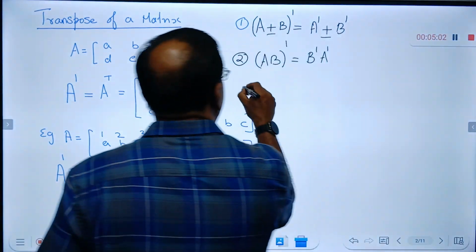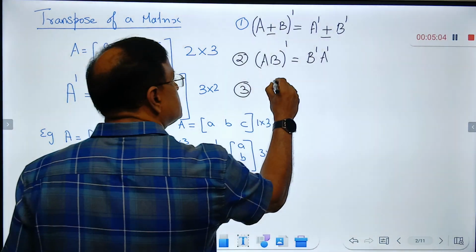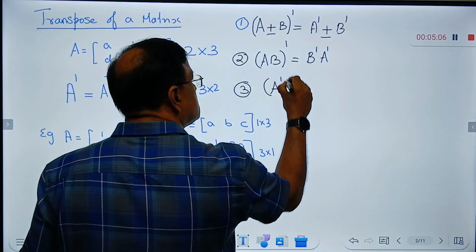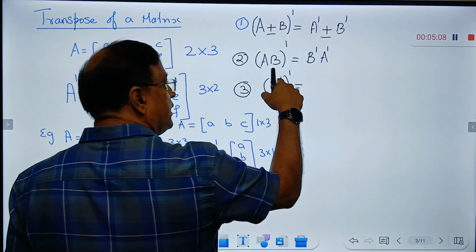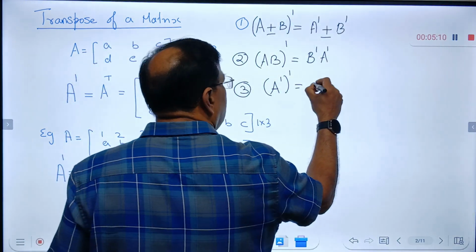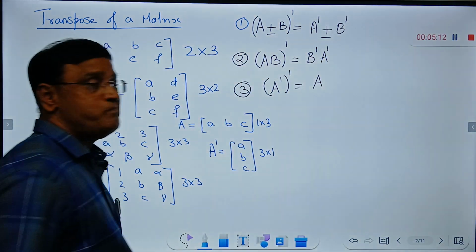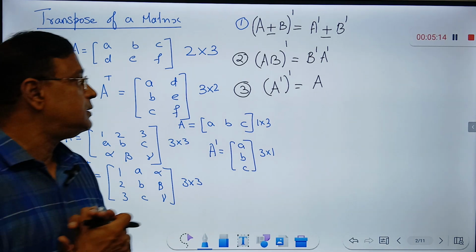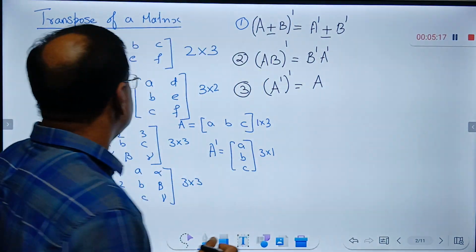Okay. Third one, very, very obvious result. If you take transpose of a transpose, if you take A transpose, whole transpose, obviously you get back the matrix A. Correct? Okay, I hope you understood this result.